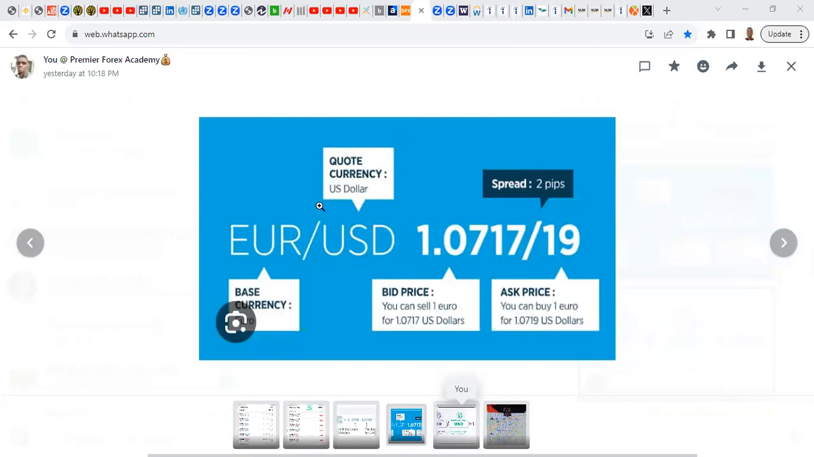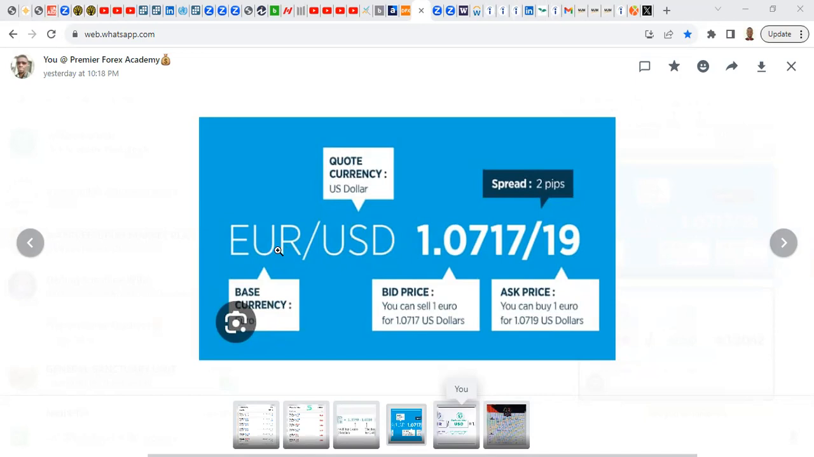As you can see from here, the first currency is the base currency. Yes, the first one is the base currency. Then the second one is the quote, which means the one you are comparing or you are trading with.